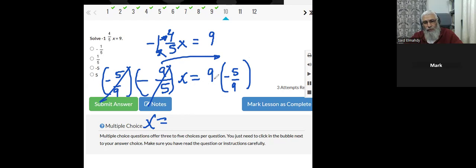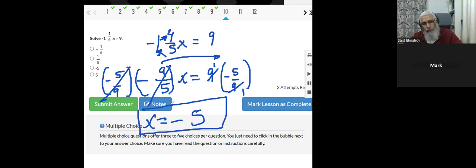Positive times negative is negative. This 9 and this 9 will cancel out. Divided by 9 equals 1. So the answer is negative 5 over 1, so x is negative 5.